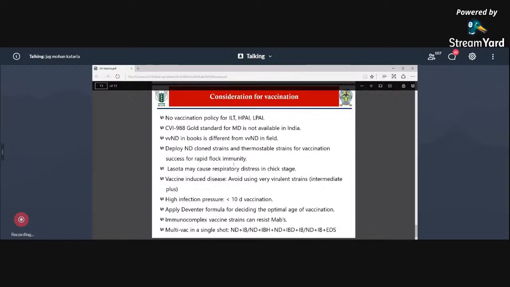Similarly, in the south they are talking about very virulent MD, but here we don't find it. Maybe that is because poultry is not on that large a scale in northern India, but it is coming up. With the UP government funding it, it is coming up. So these are some of the points.